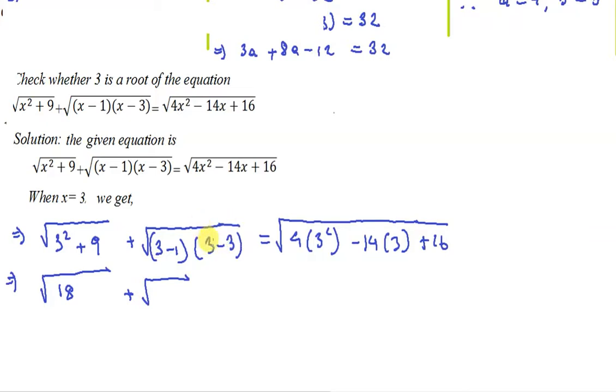3 minus 3 is 0, 2 into 0 is 0. Is equal to root over 3 square times 9, 4 times 36 minus 14 times 3 is 42, plus 16. So 36 plus 16 is 52, 52 minus 42 is root 10.